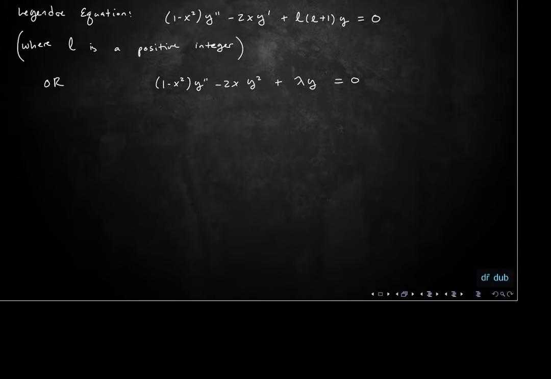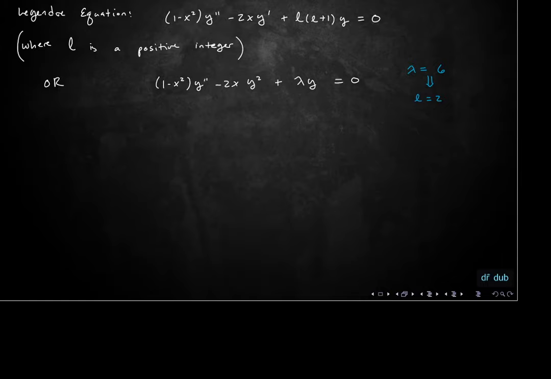Let's say, for example, lambda was going to be 6. Well, then you would know immediately that l was equal to 2, because it'd be 2 times 3. So you could get l if you know lambda. Most of the time, it's just given with a number times y, and you have to figure out what the corresponding l value is.